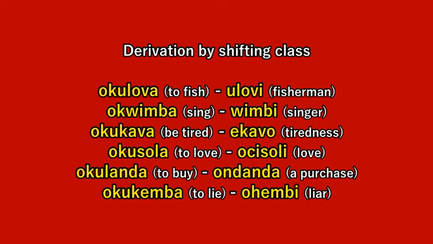Okutunga is to build. Ochitungu is a building. Okusola is to love. Ochisoli is love, the emotion, the feeling of love. Okulanda, to buy. Ondanda, observe that the L became a D because of a nasal prefix. Okulanda became not onlanda, but ondanda, a purchase. Okukemba is to lie. Ohembi is a liar.